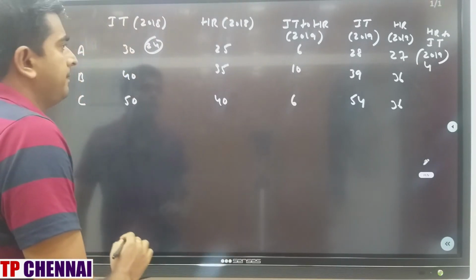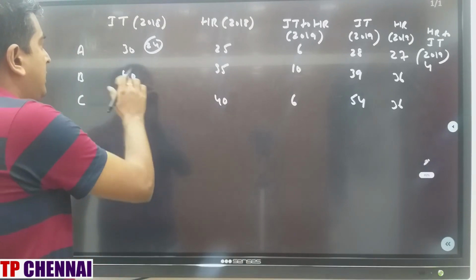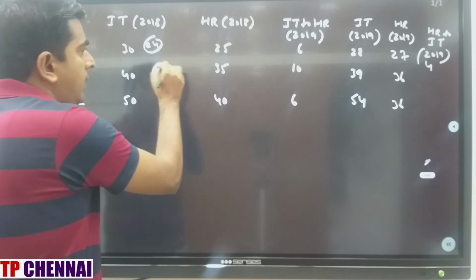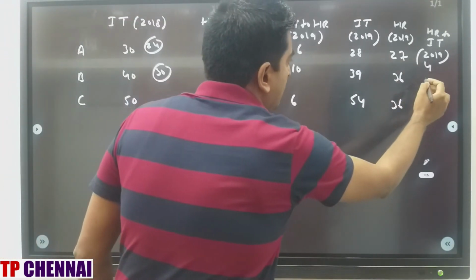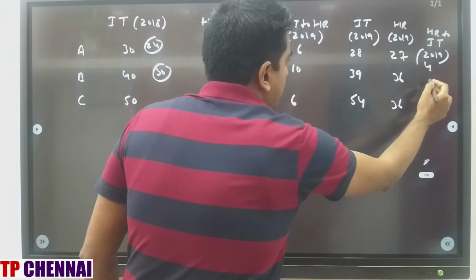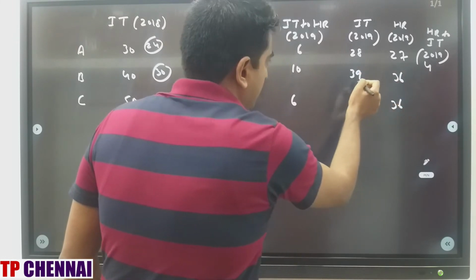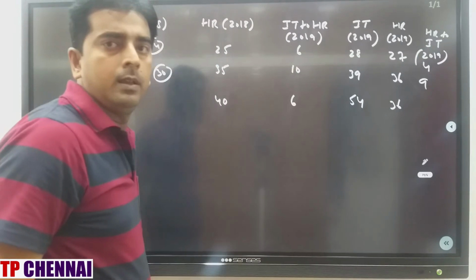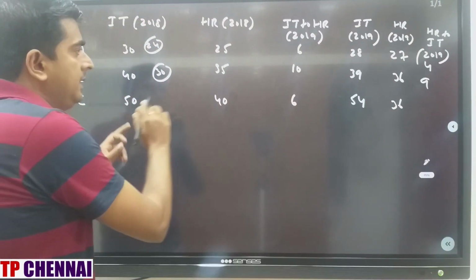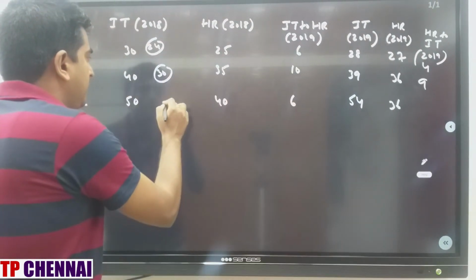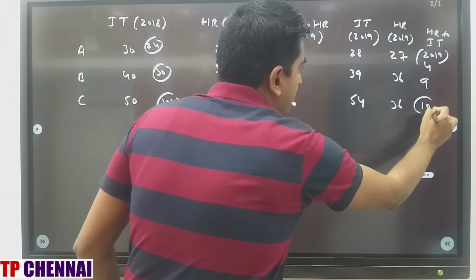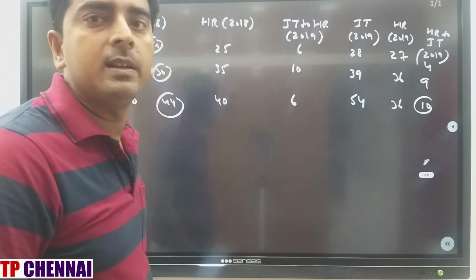Right? Again, 40 is there, 10 transfer, remaining is 30, but what they have given you was 39, so how much transfer is there? 9. Right? Similarly, 50 is there, 6 transfer, remaining is 44, but it is 54, that means 10 have transferred from HR to IT department. That's all.